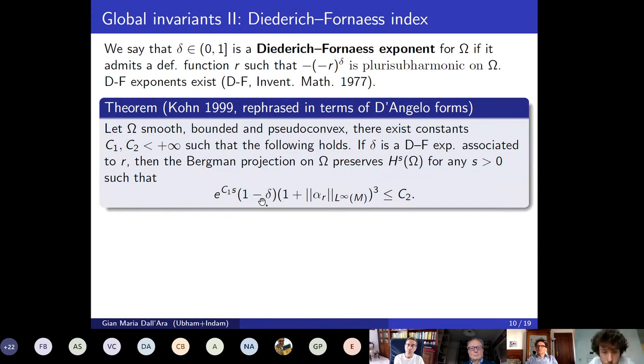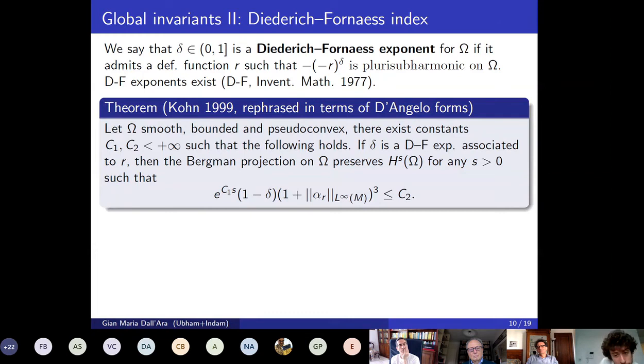Okay, so if you want to make this number small, you want to have a Diederich-Fornaess exponent as close as possible to 1, but at the same time, you want to keep the D'Angelo form bounded in L infinity norm, because if this goes to 0, but this is allowed to be unbounded, then you cannot be sure that s may be allowed to go to infinity.